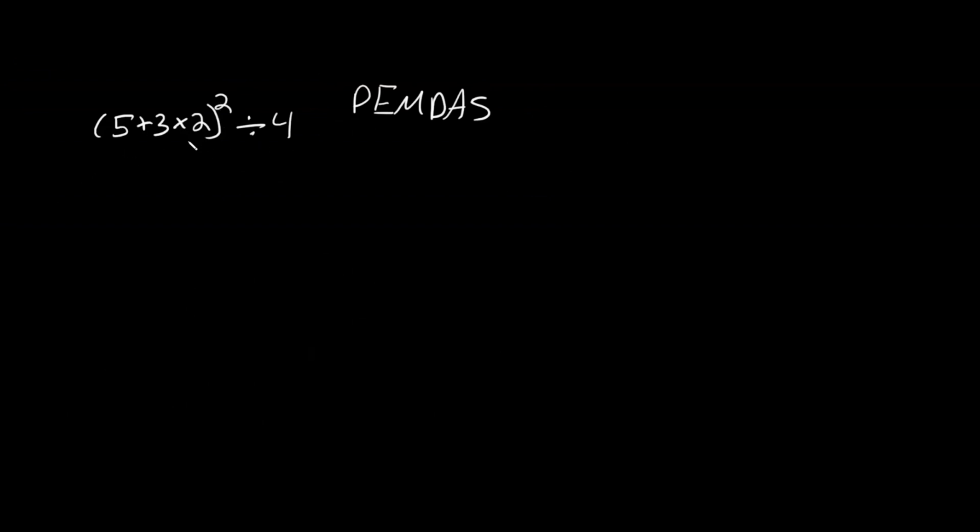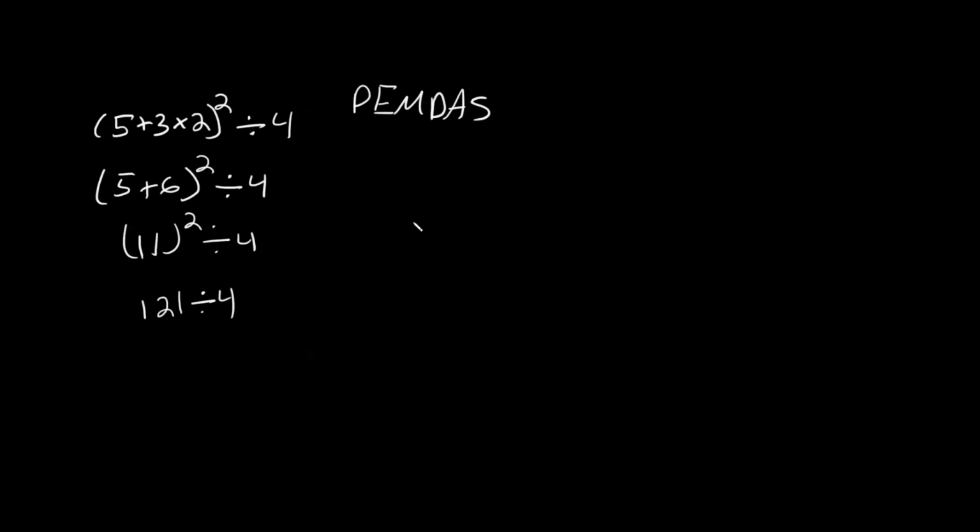And then we'll move on to multiplication and division, and there is a multiplication here. So we can rewrite this expression as 5 plus 6, since 3 times 2 is 6. And this parentheses is still being raised to the second power and being divided by 4. So this will be 5 plus 6 is 11. And 11 is being raised to the second power and being divided by 4. And then 11 squared, or 11 to the second power, is 121, since 11 times 11 is 121. And all of this is being divided by 4.